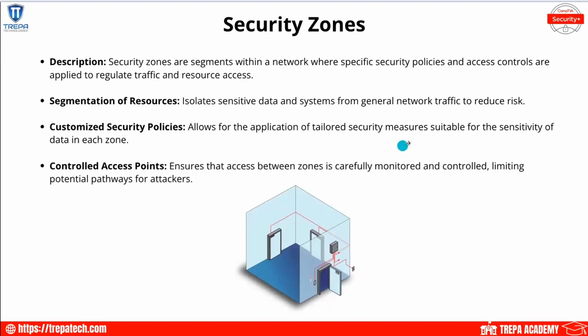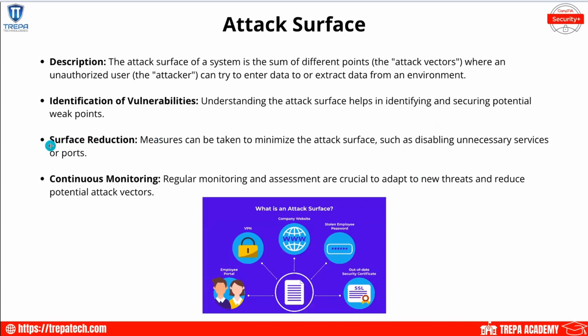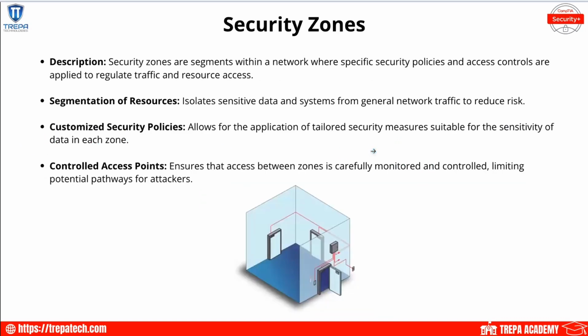Security zones. So we can talk about this logically and physically. Oh, excuse me. Let me go back. Security zones are segments within a network where specific security policies and access controls are applied to regulate traffic and resource access. So we look at this on a diagram. In traditional networks, that is, we're not going to go over our hybrid networks where the boundaries are not very clear, right? We kind of went over that in zero trust architecture. In traditional networks, we're going to have different zones.